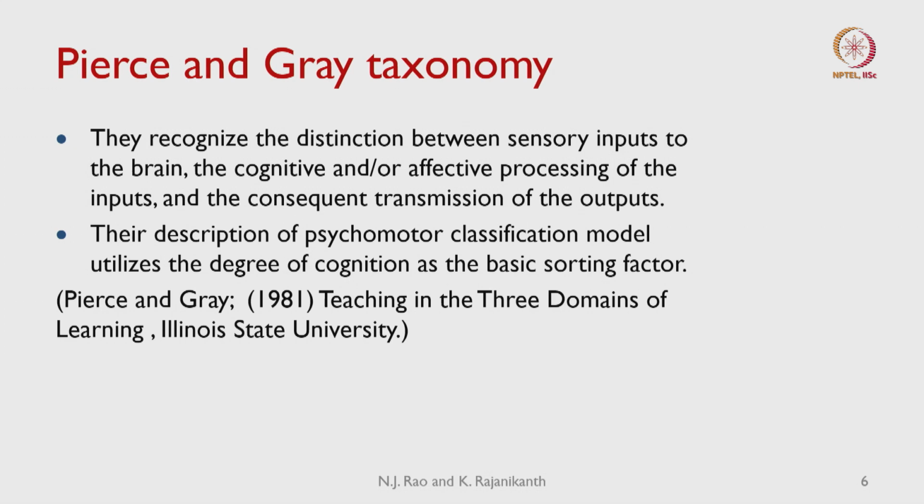So what happens, whether the input mechanism will have to be right, we will assume that, but there is certain amount of cognitive and affective processing. The level of cognitive processing can change, and that is used by Pierce and Gray as classification for the taxonomy of psychomotor domain. The description of psychomotor classification model utilizes degree of cognition as the basic sorting factor.